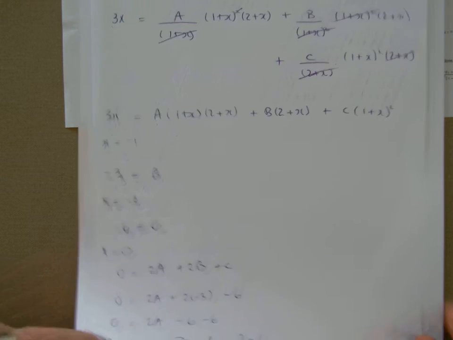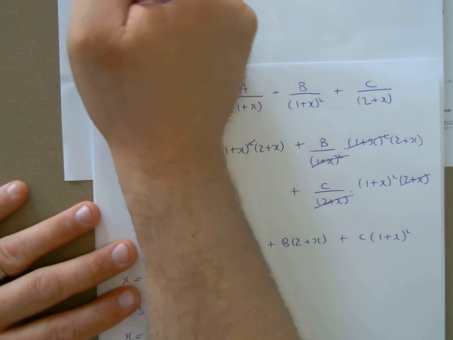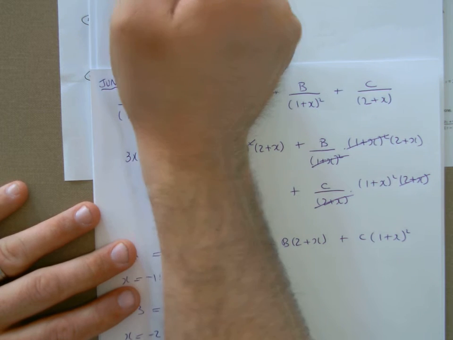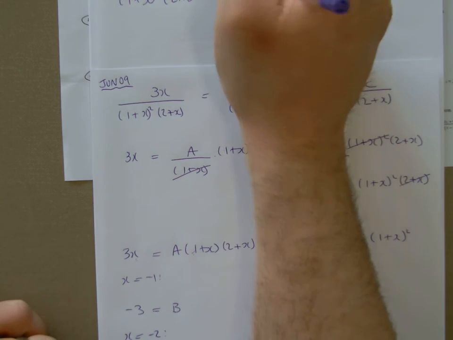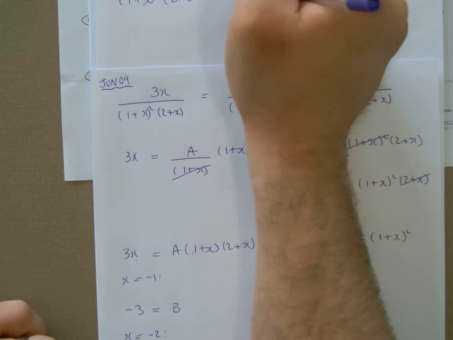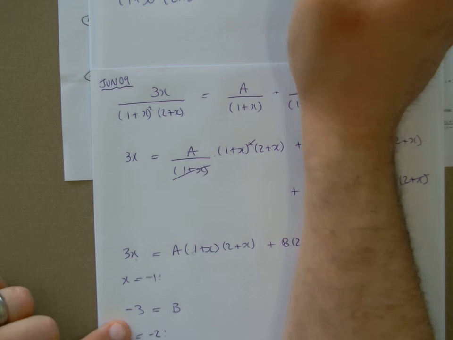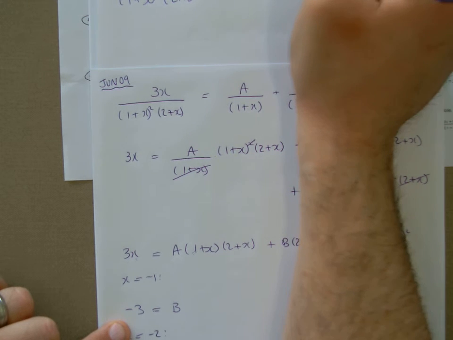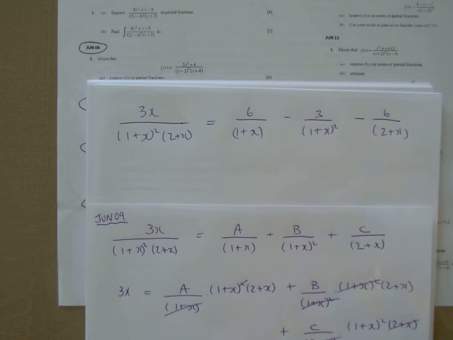Okay, so now we can rewrite 3x over 1 plus x all squared, 2 plus x, as 6 over 1 plus x, minus B, minus 3 over 1 plus x all squared, and then C is minus 6 over 2 plus x. So I've got that written there, right? You can see my final answer there.